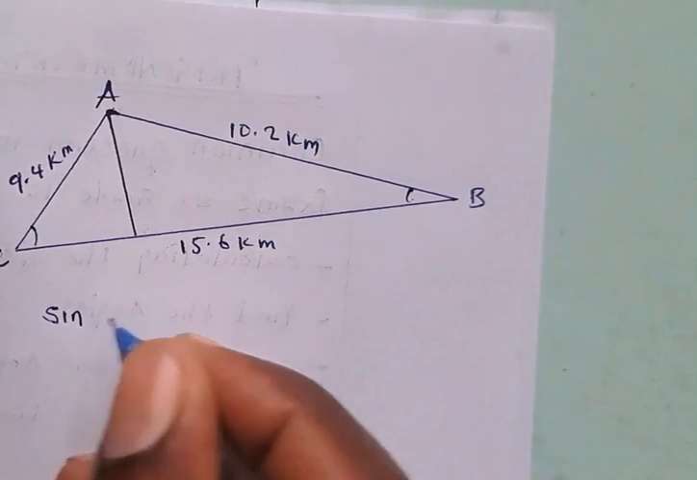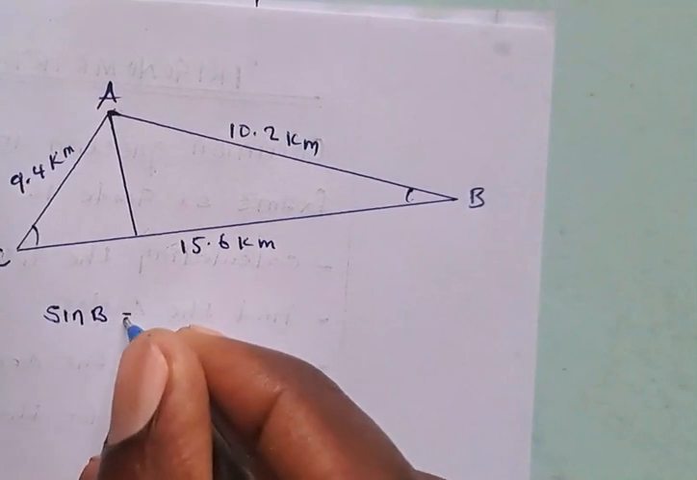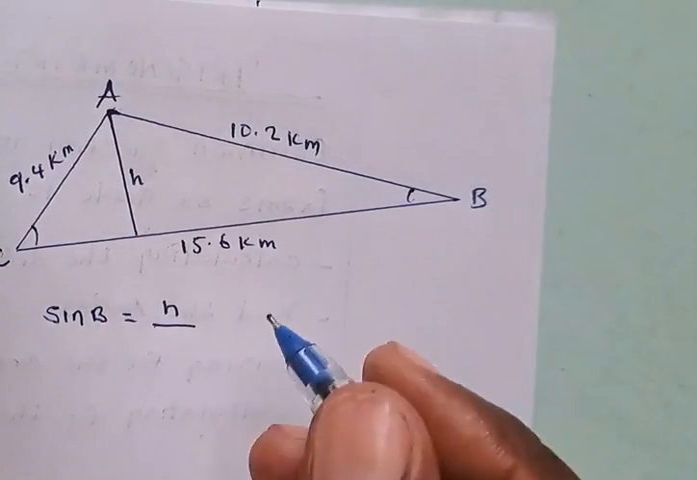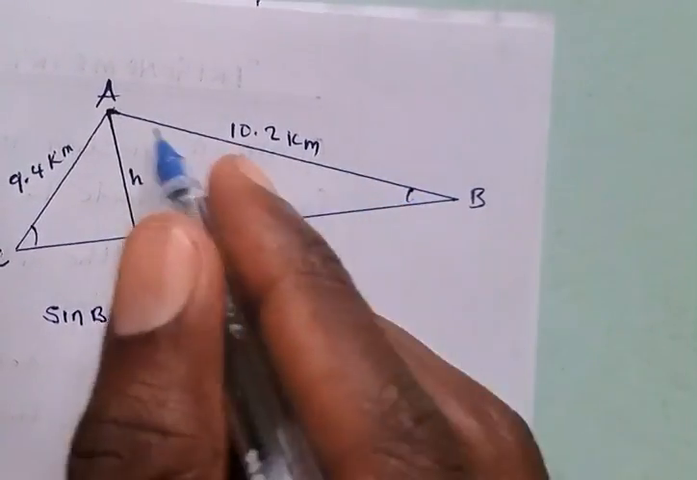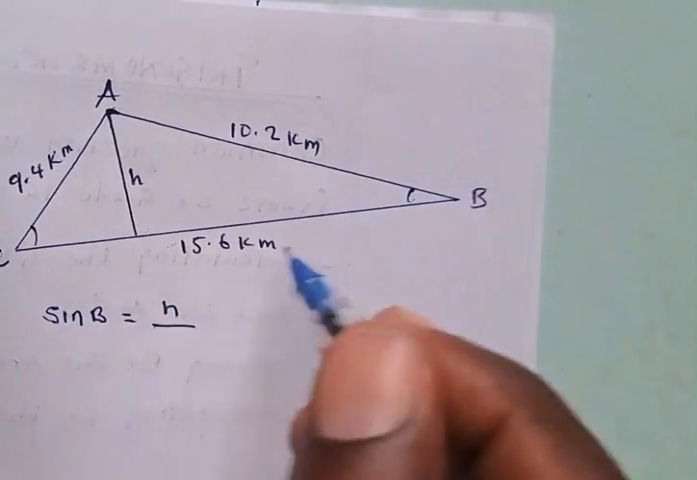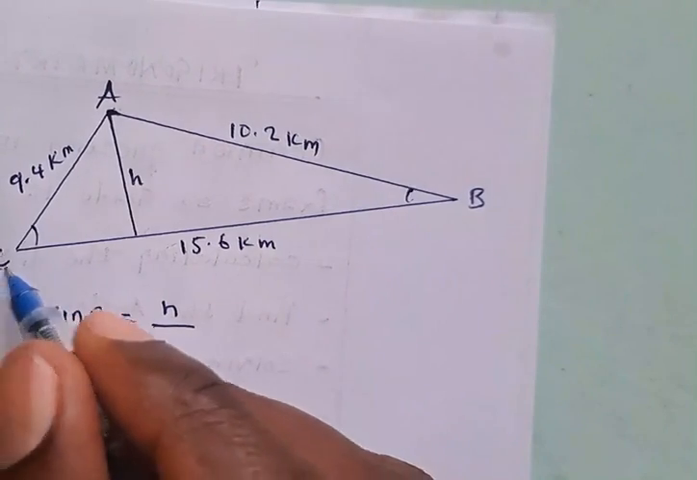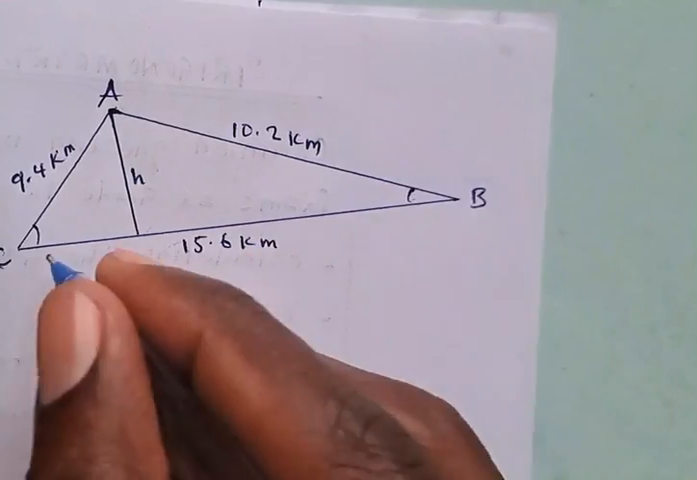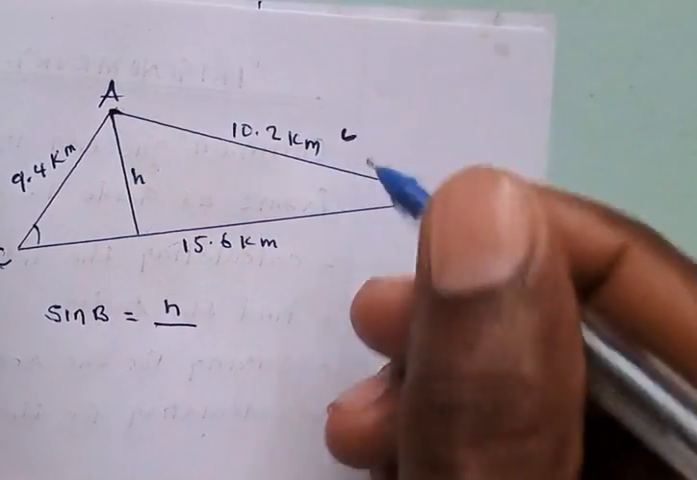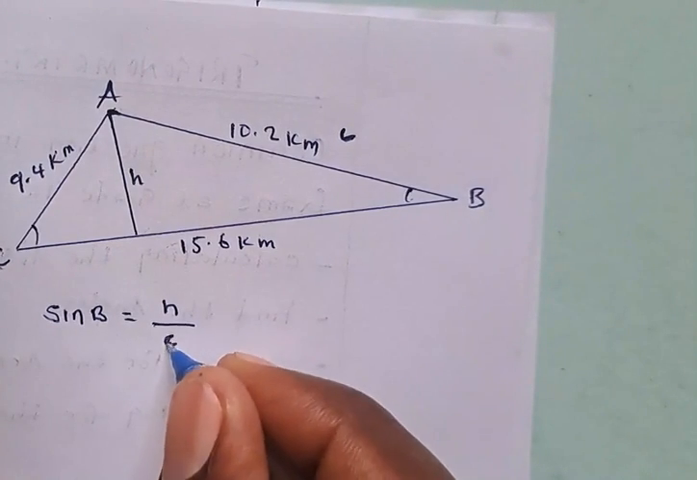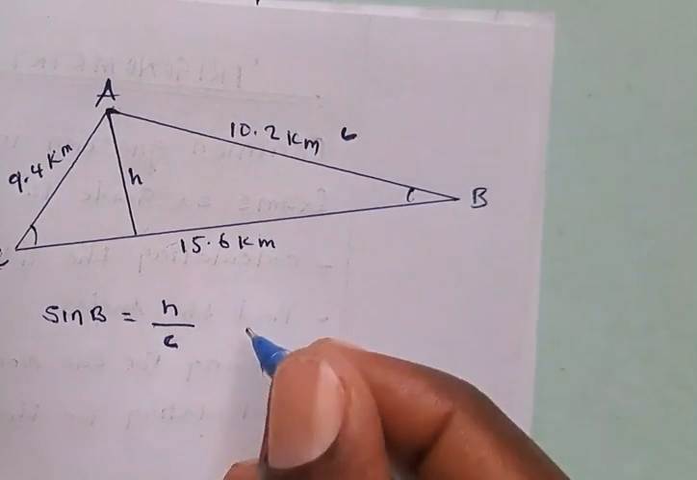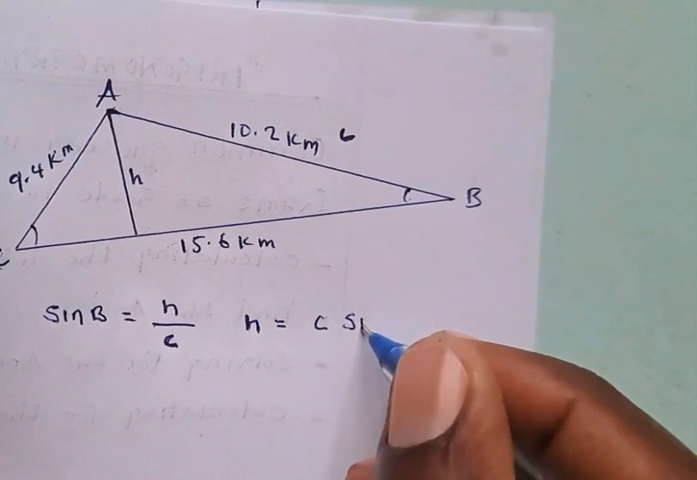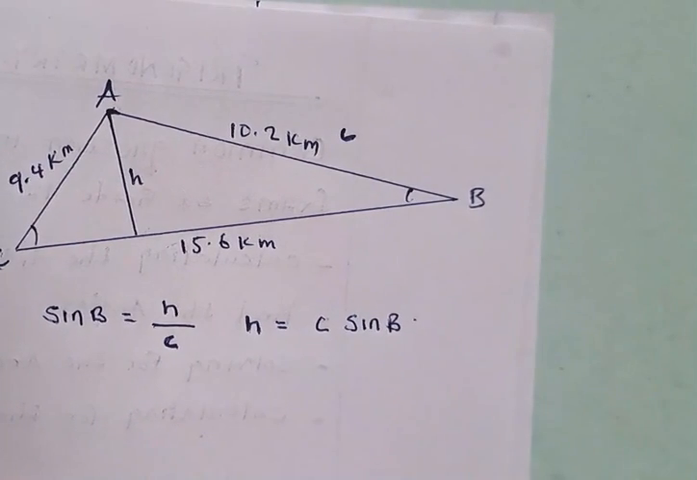If I choose for you this one, then our formula is going to be sine B is equal to h. So this is our h, the shortest distance there, over the side that we have, because this side belongs to this triangle. You can't use this one because this one is from B to C. So this side here, we say this side is C, isn't it? So over C. When we make h the subject, h is equal to C sine B.